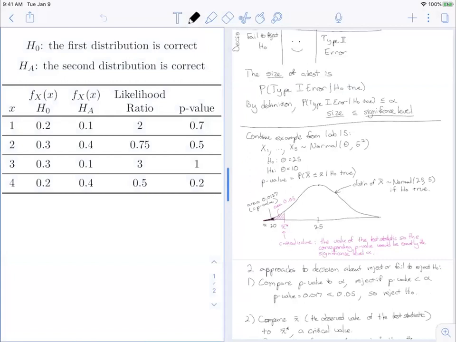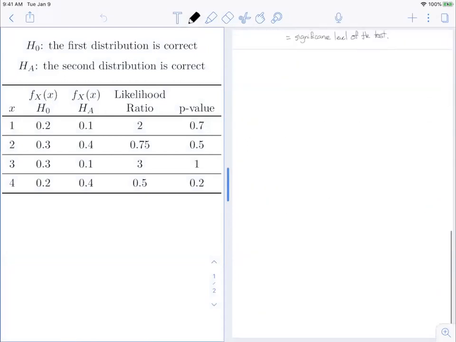So I want to pull out the first example from last class. In this example, we had two distributions over a discrete random variable x, which could be one of the integers 1, 2, 3, or 4. The null hypothesis specified one set of probabilities for each of those possible values for x, and the alternative specified another set. Then we worked last class through finding the likelihood ratio for comparing the null to alternative hypothesis, as well as the p-values for the likelihood ratio test.